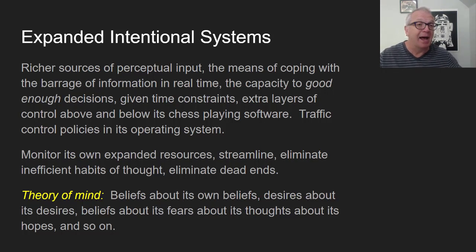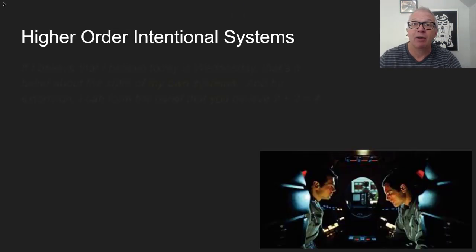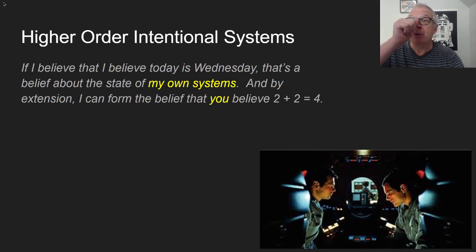So Dennett hints at this notion of recursion or metacognition, that when you're thinking about your mind and the contents of your mind, then that's some of what you need to add to these systems to get them up to speed, to get them closer to this notion of being fully guilty at that level. Okay, so if I believe that I believe today is Wednesday, so it's not just I believe today's Wednesday, but I realize, oh, that's a thing that I believe. That's a belief about the states of my own systems. That's a metacognitive belief. And by extension, I can have this about you. I can form the belief that you believe that 2 + 2 = 4, or that today is Wednesday.